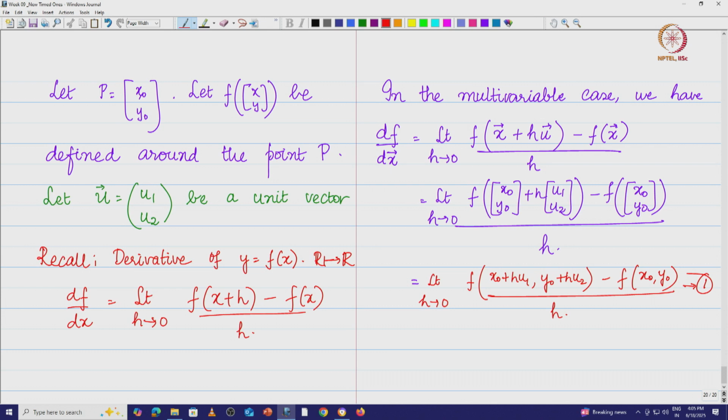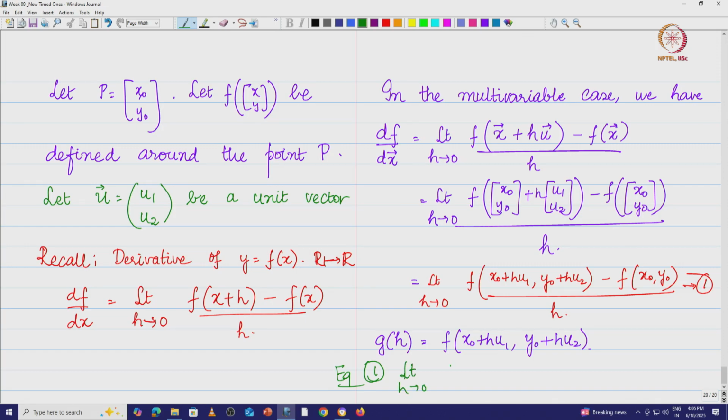Now, I am going to do a small trick here. I am just going to define another function, say g of h. These are all functions of h. Based on h things will vary, you have x naught y naught to be fixed. So I am going to define a function g of h to be f of x naught plus h u1 comma y naught plus h u2, right. Now, the moment I put this, the first equation, the one that I have labeled as 1 here, equation 1 becomes limit h tending to 0.